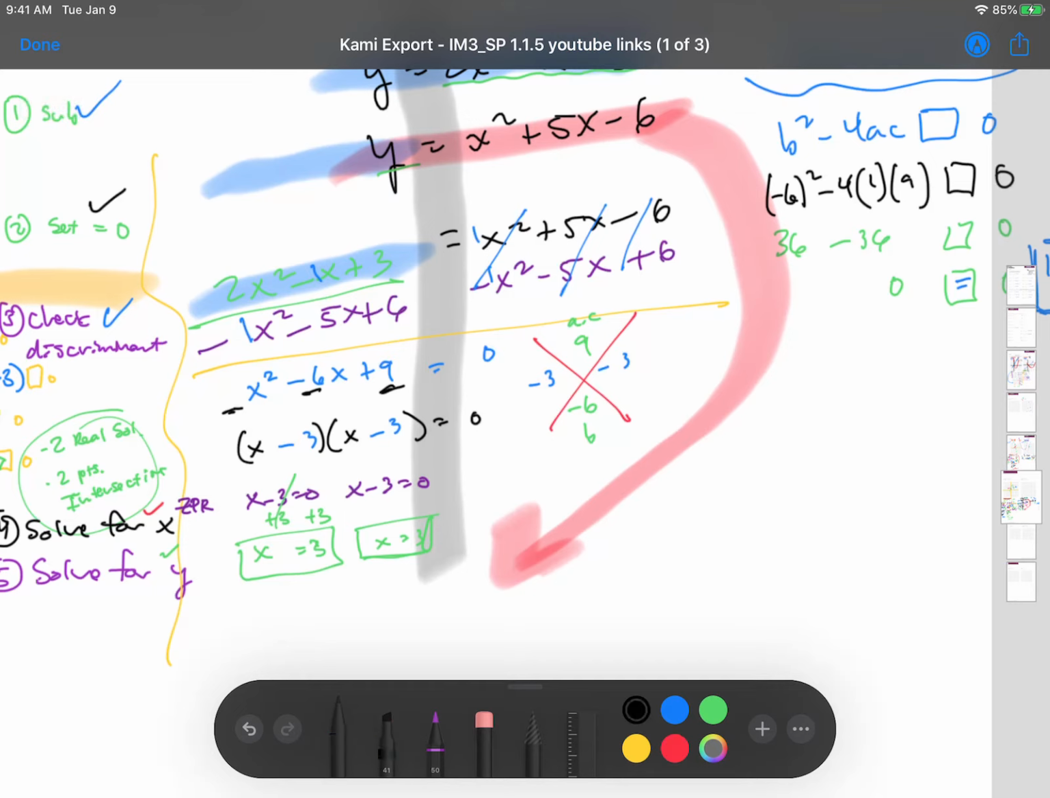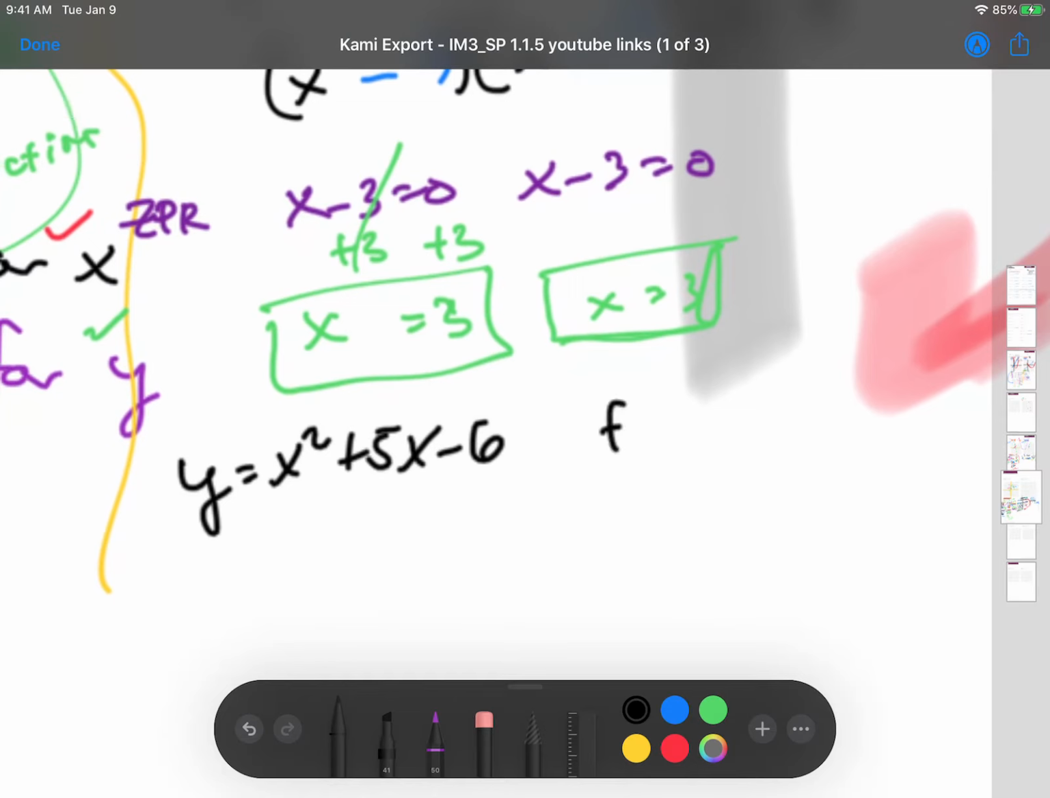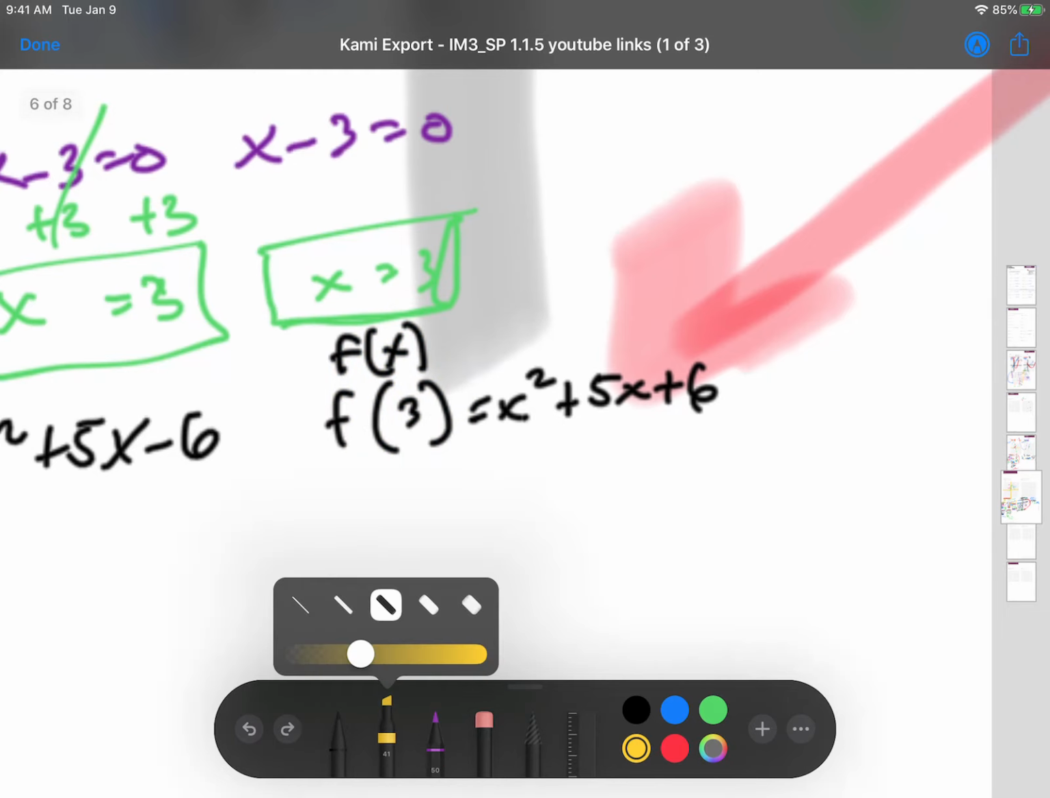So I have y equals x squared plus 5x minus 6. Let's do something, and it's the same thing. I'll use function notation because some students said they still don't get that, which is okay. Let's use function notation. This one's every x value, not too big. Every x value, you're going to put in a 3.